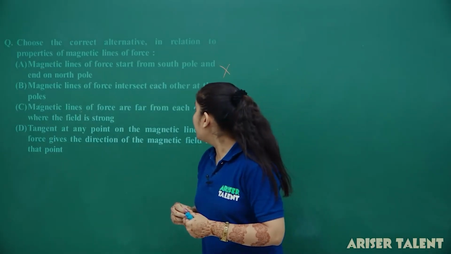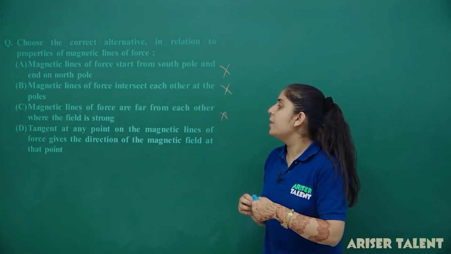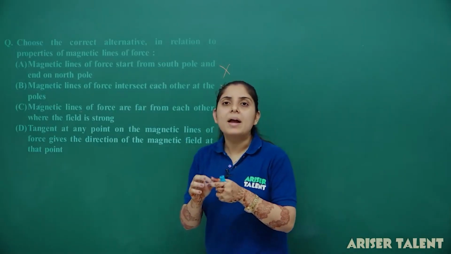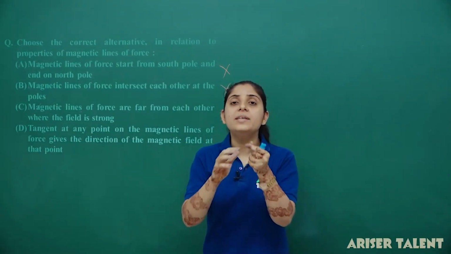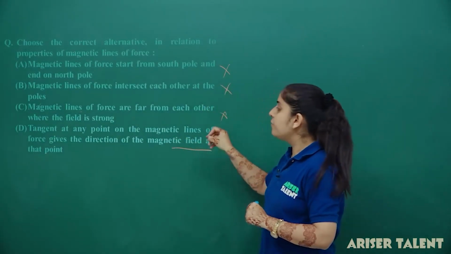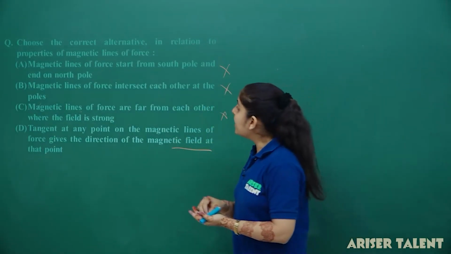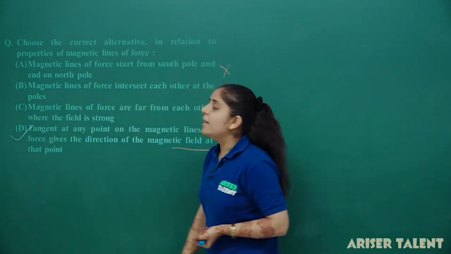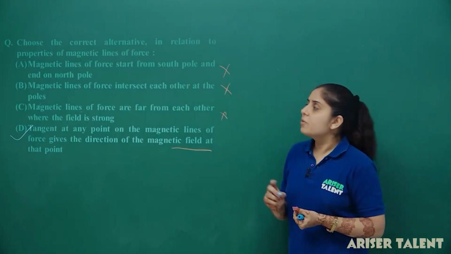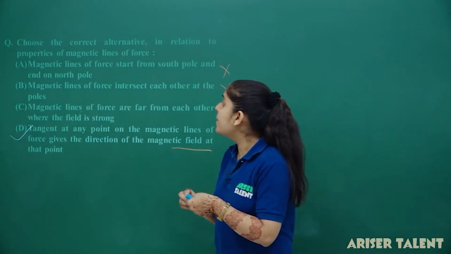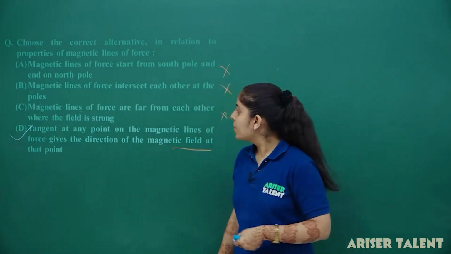Tangent at any point on the magnetic line of force gives you the direction of magnetic field at that point. So this is one of the properties of the magnetic line of force. If you draw a tangent at any point, you will absolutely get the direction of the magnetic field at that point. So option D will be correct here according to the properties of the magnetic field. This is a very simple theoretical question.